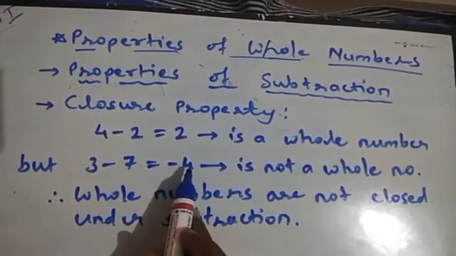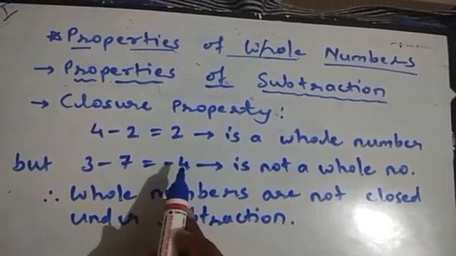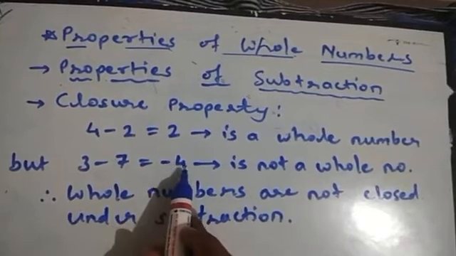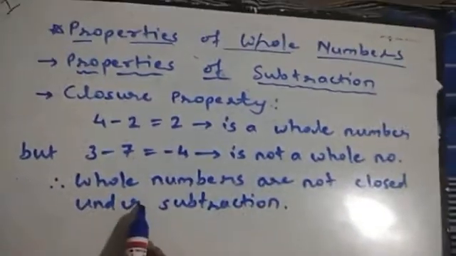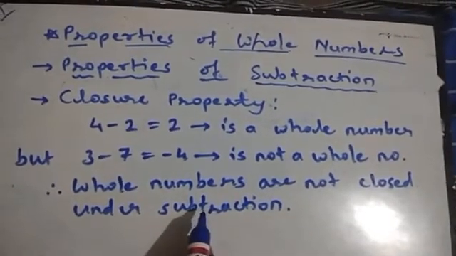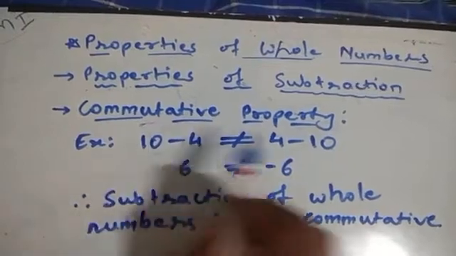Minus 4 is not a whole number, it is a negative number, it is an integer, which we are going to study in one more chapter, that is the integer chapter. Minus 4 is not a whole number, therefore whole numbers are not closed under subtraction. Now students, we'll see the next property, that is commutative property.